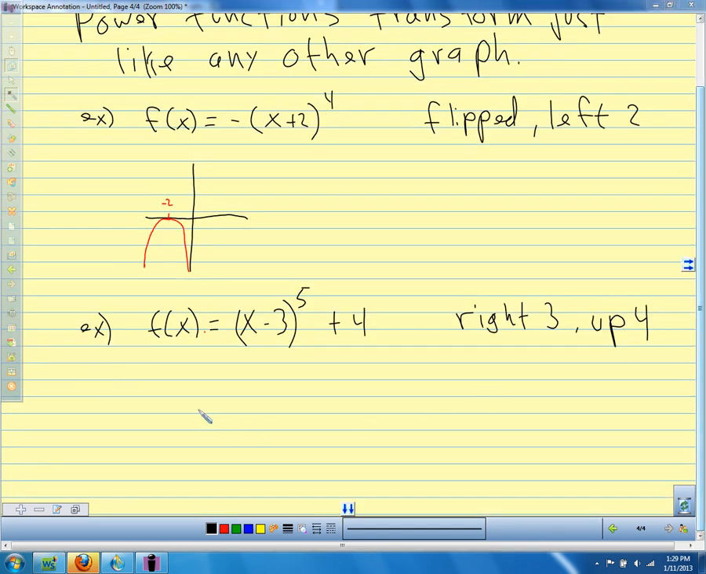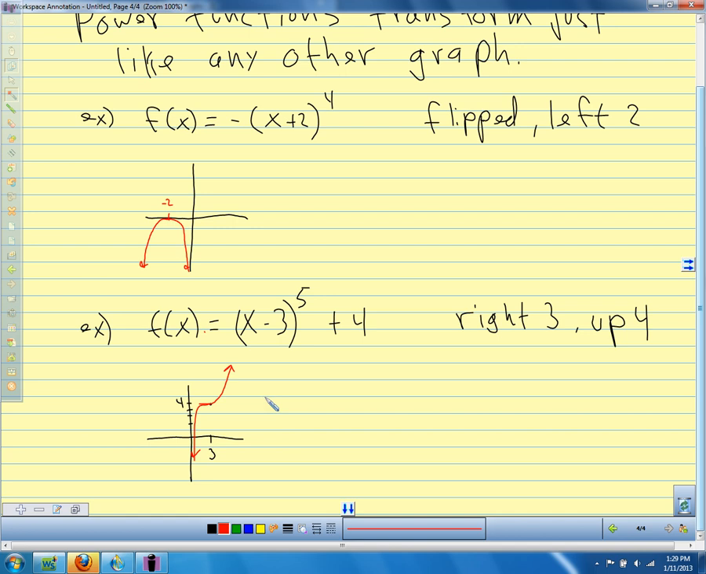So if we were to sketch a quick graph of this function, we're going to go to the right 3 and up 4. I'm doing a very rough sketch. My graph would go through here and it would be kind of flattened out. It would look something like that. That's a very rough sketch. So we're just shifting our graph over from going through 0, 0 to shifting it right 3 and up 4. So power functions transform. They shift around just like any other functions, just like functions that we've shifted around in the past.